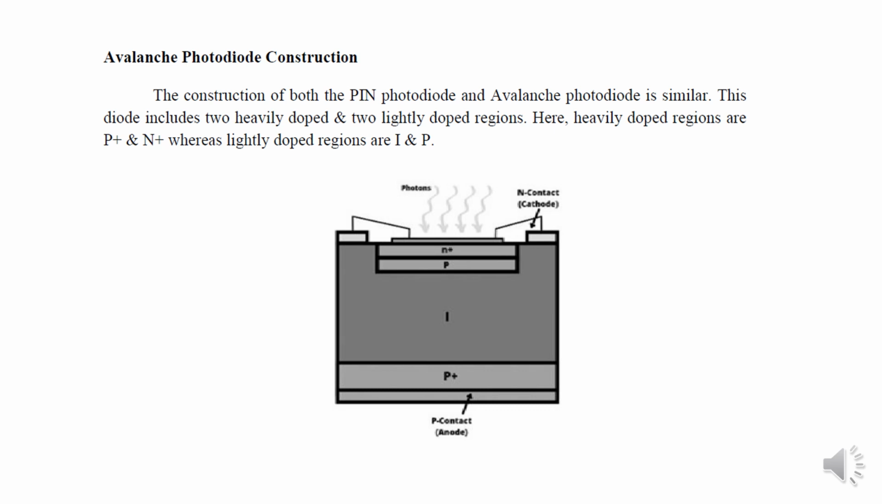These diodes are used to change signals from optical to electrical, and they can be operated in high reverse bias. The avalanche diode is similar to the Zener diode. As for the construction, the construction of both the pin diode and the avalanche diode is similar, and this diode includes two heavily doped and two lightly doped regions. The heavily doped regions are N plus and P plus, whereas the lightly doped regions are I and P. The diode operation can be done in the depletion layer completely. Therefore, they can work in Geiger mode in addition to the linear avalanche mode.